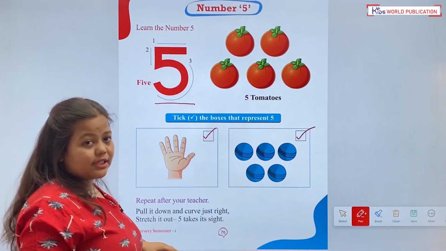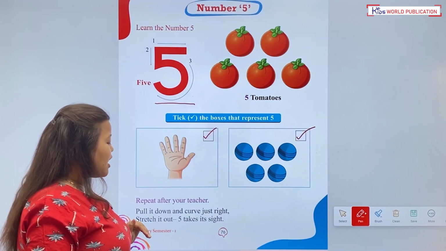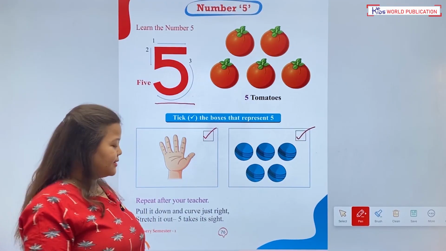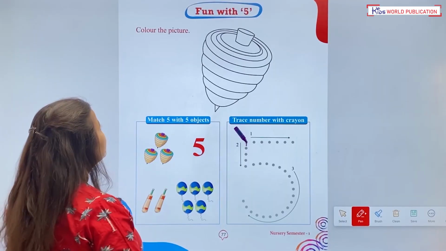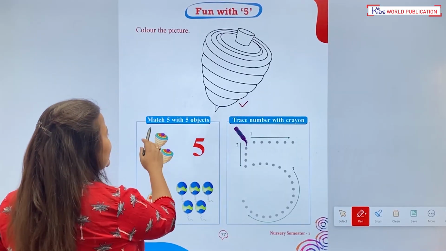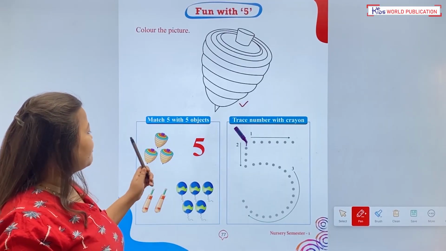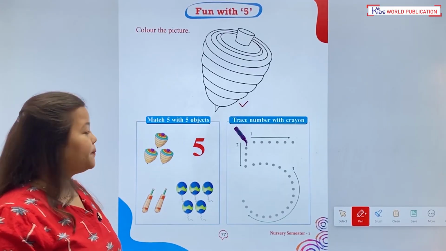Repeat after your teacher. Pull it down and curve just right. Stretch it out. 5 takes it tight. Fun with 5. Color the picture. Kids, you will color this picture. Match 5 with 5 objects. So kids, you will match the 5 objects with the number 5.